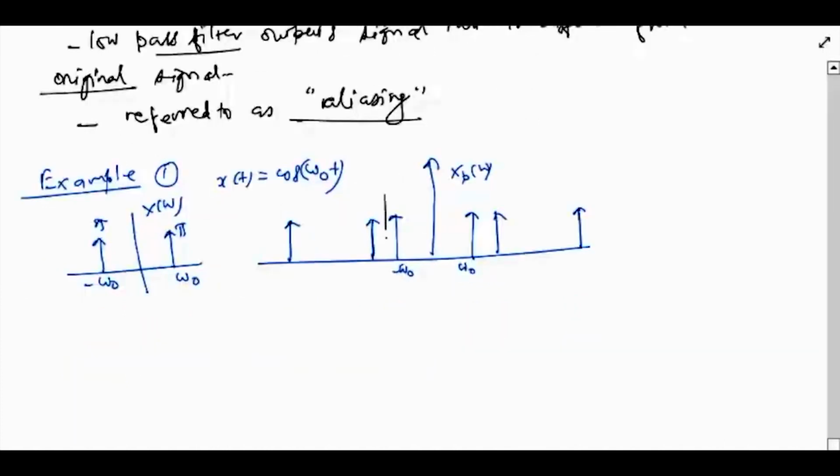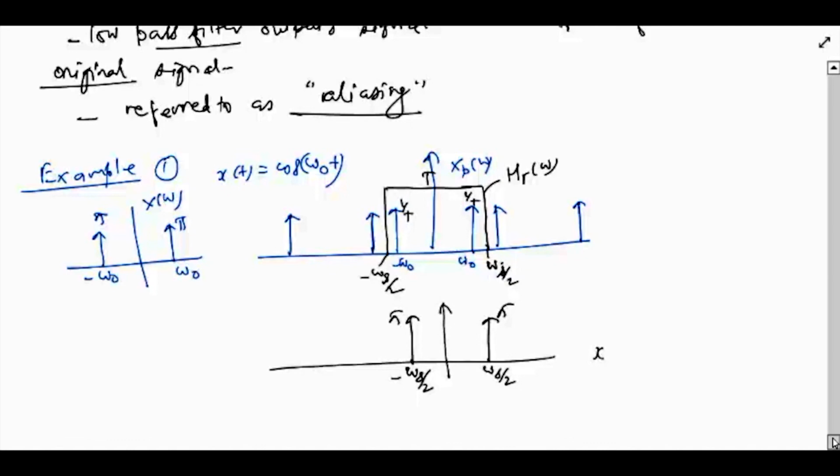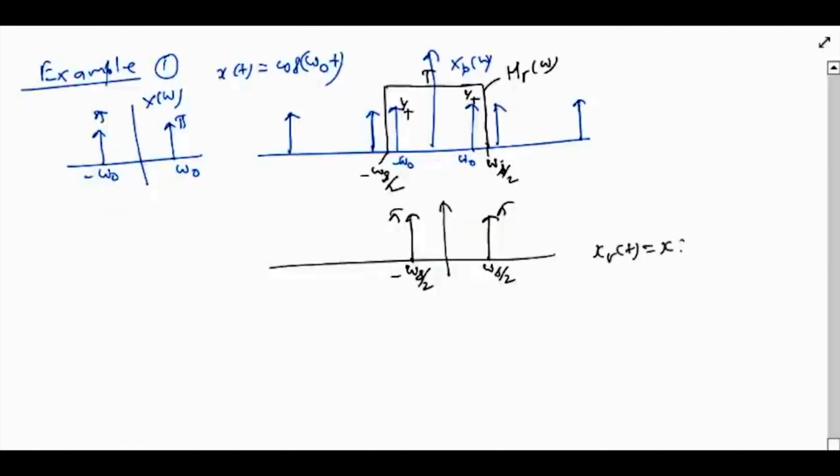In this case, the reconstruction filter, that is HR(omega), would look like this. So this is between minus omega s by 2 to omega s by 2, and we see that the reconstructed signal will have a Fourier transform with 2 impulses exactly as the original signal, and so there is no aliasing in this case, and xR(t) is equal to x(t).